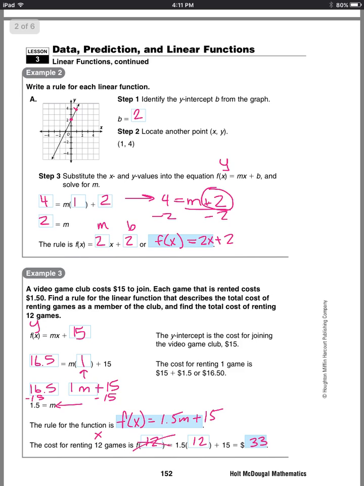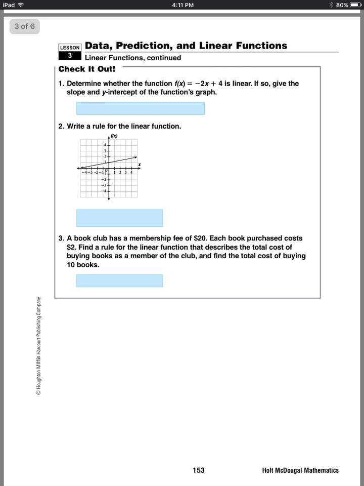Okay, your 3 check it outs. Determine whether the function f of x equals negative 2x plus 4 is linear. If so, give the slope and y-intercept. Write a rule for the linear function. Remember, you find the intercept, find 1 point on the line, and substitute in for y equals mx plus b. Solve for m. And then a book club has a membership fee of $20. Each book purchase costs $2. Find a rule for the linear function that describes the total cost of buying books as a member of the club, and find the total cost of buying 10 books.